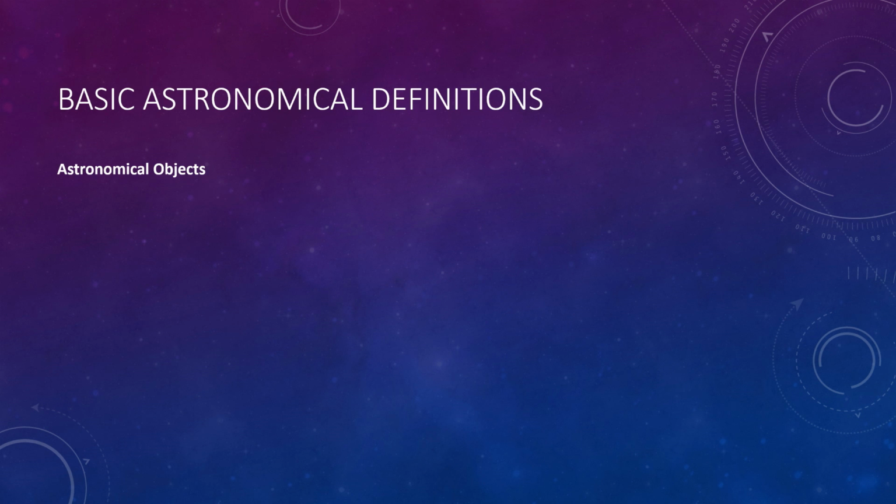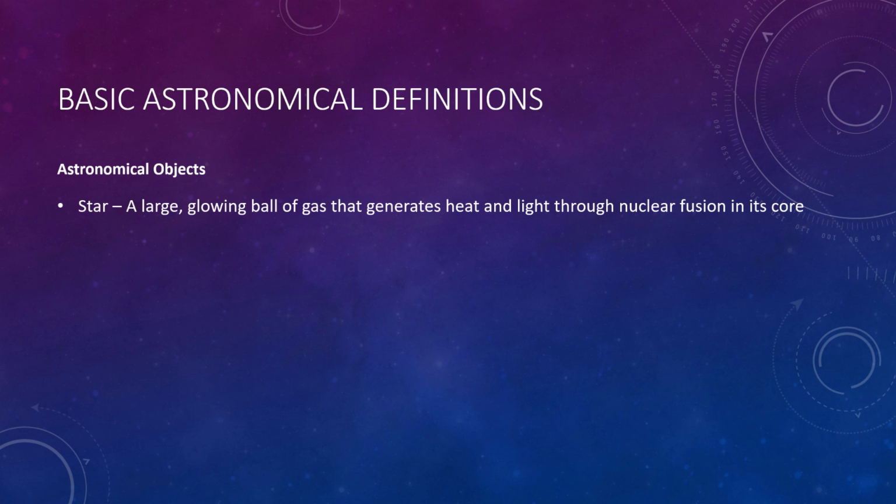Okay, before we go into our actual lectures, we need to define a few things. Most of these are incredibly basic, and you probably know 95% of this. But still, it is very important to go over them quickly. First, a star. In the general sense, it is a large glowing ball of gas which generates heat and light via nuclear fusion in its core.